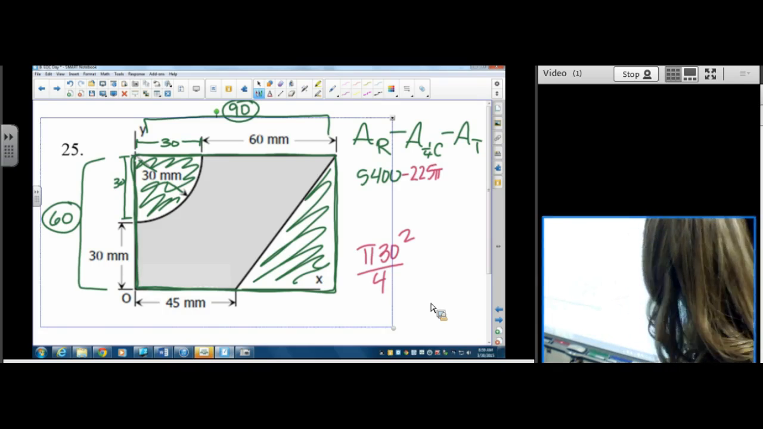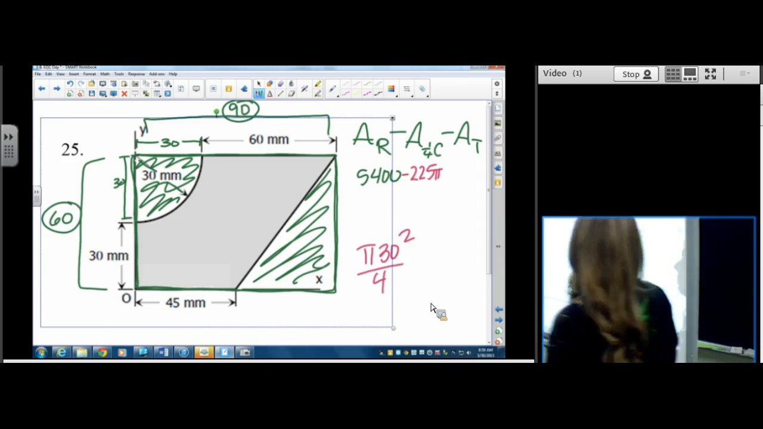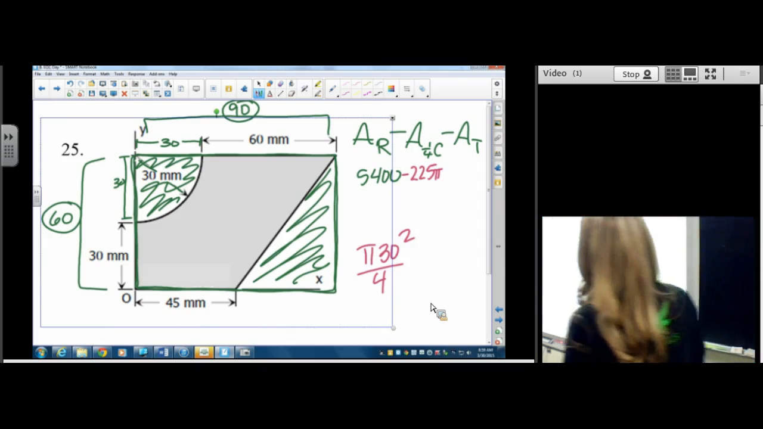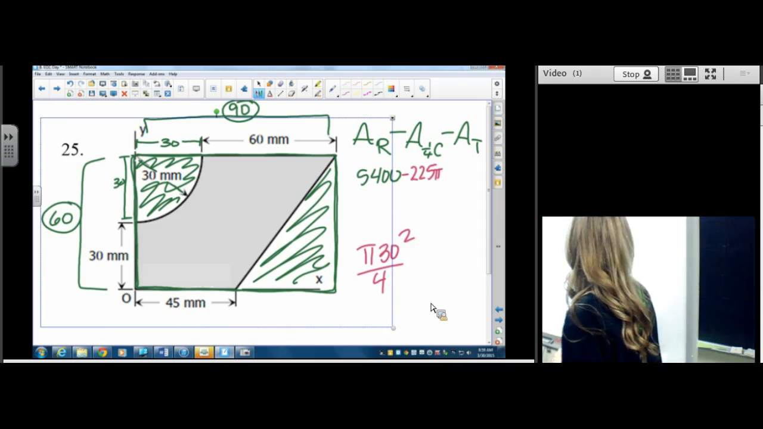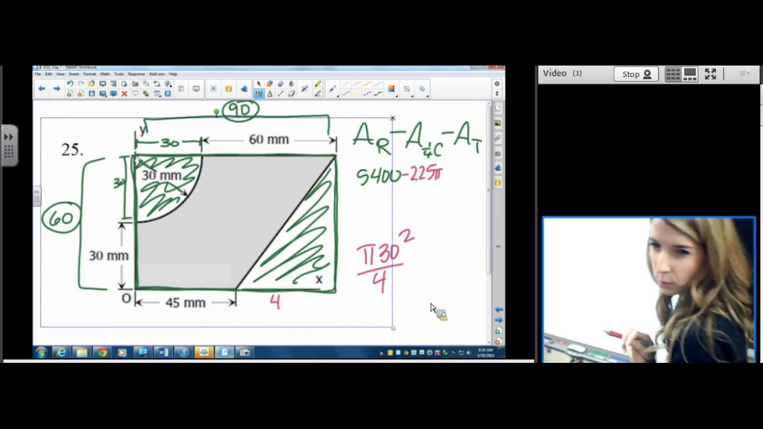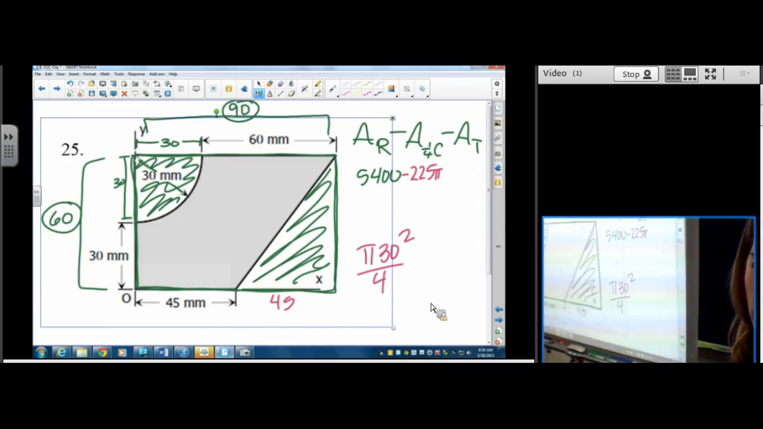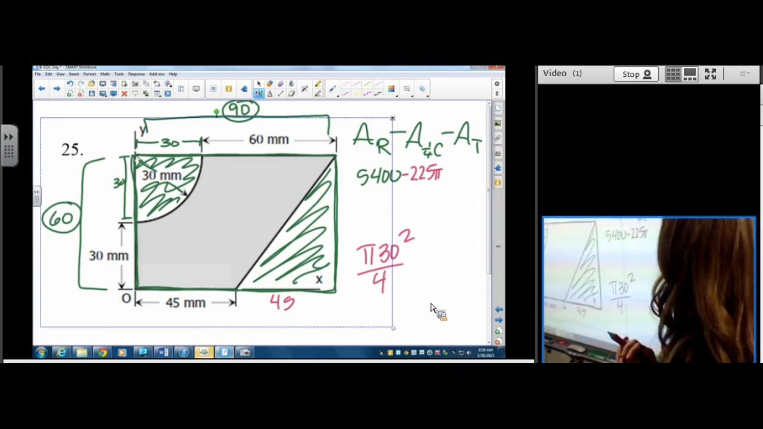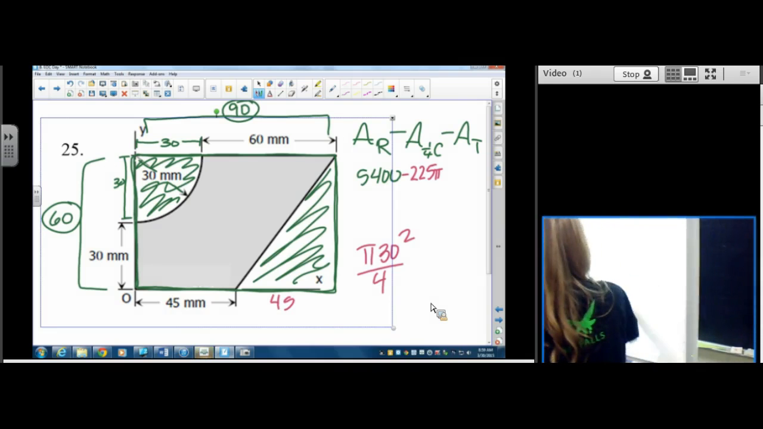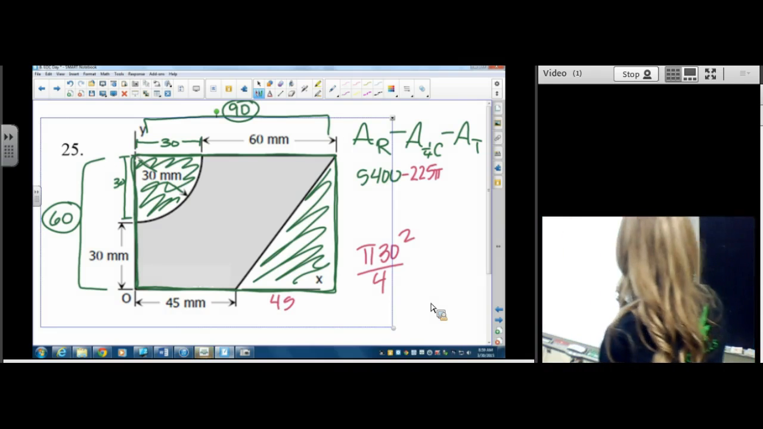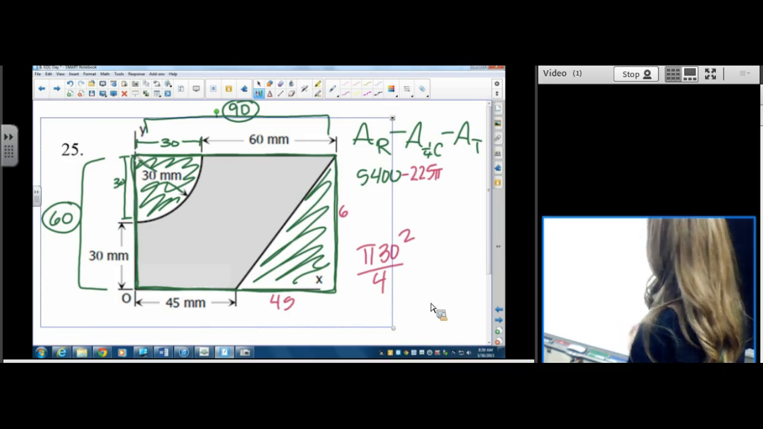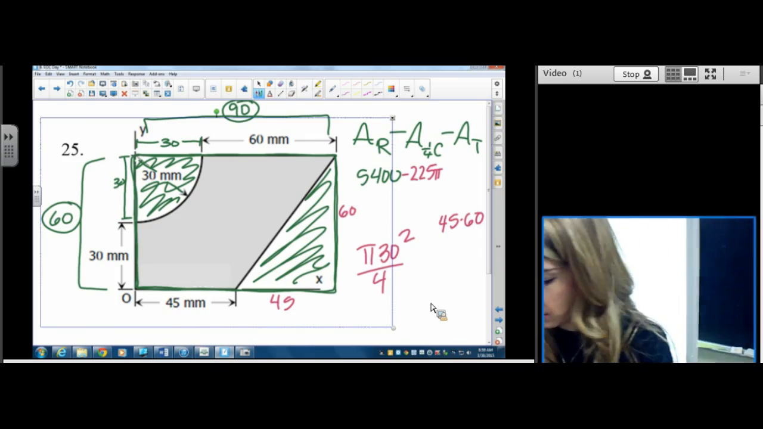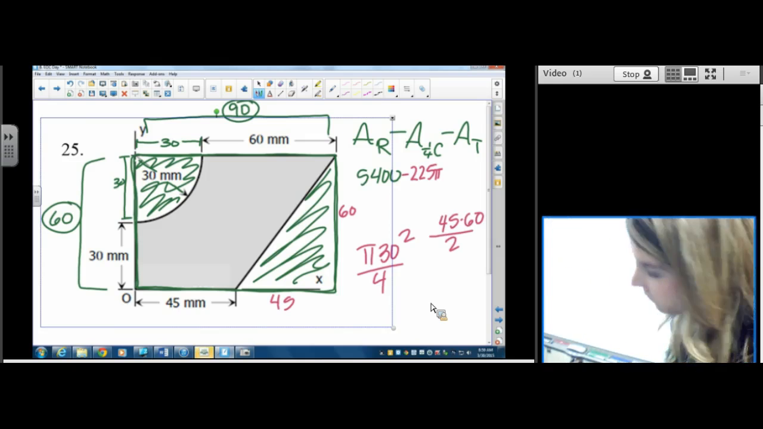Now we need to find the area of this triangle. So, what's 90 minus 45? Do you see how that makes this one 45? Because it's 90 all the way across and we've used up 45. Okay, good. The whole height, we know this side is 60. So, triangle is base times height divided by 2. I would consider this a K-level problem, wouldn't you?